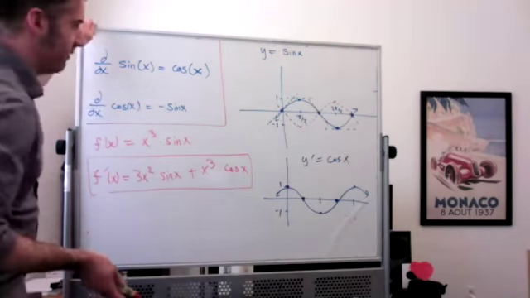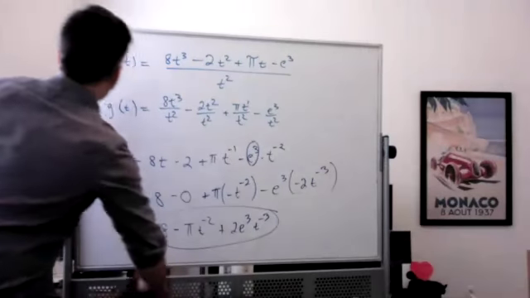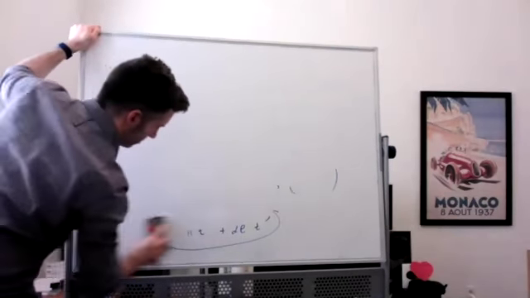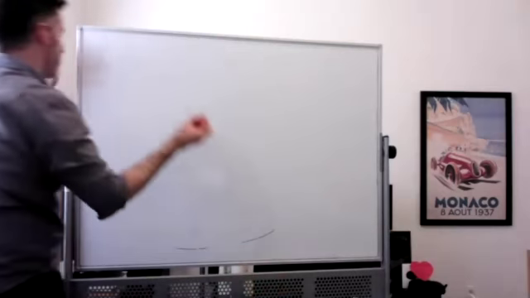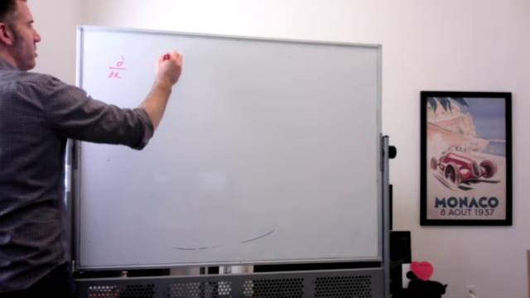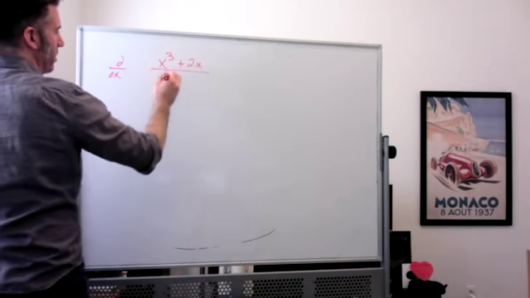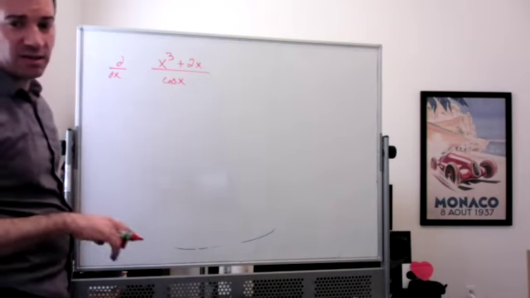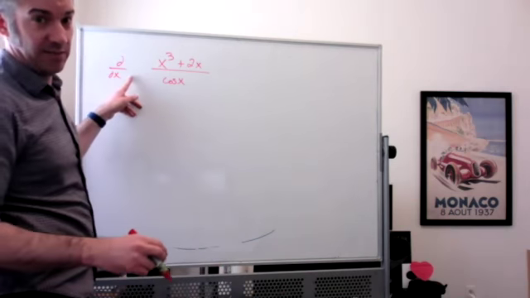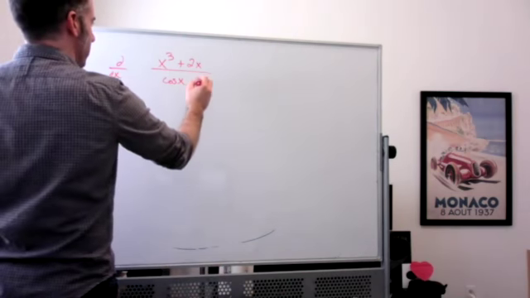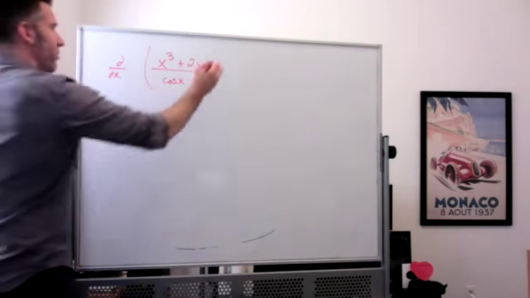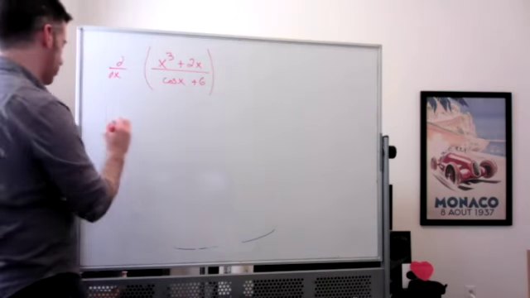Or what if we were asked to find the derivative of, I was going to say x cubed plus 2x divided by cosine. The thing about this is once you learn how to do the derivative of secant, you should just write this as the derivative of x cubed plus 2x times secant. So let's make it cosine of x plus 6, because then it's much harder to rewrite this. So we're going to use the quotient rule.